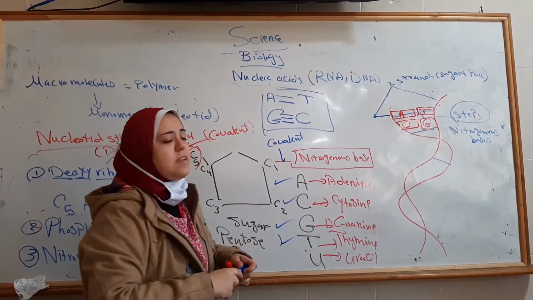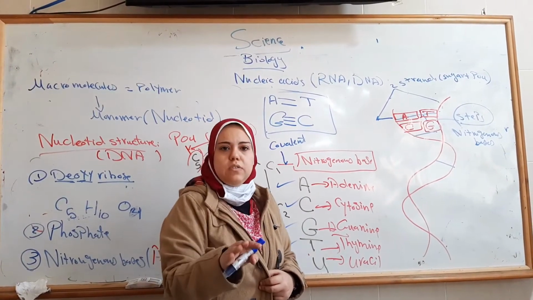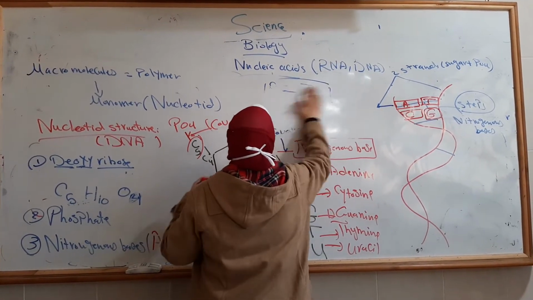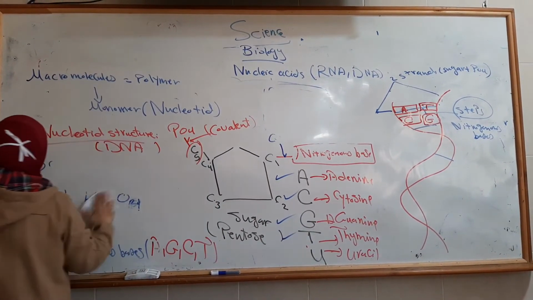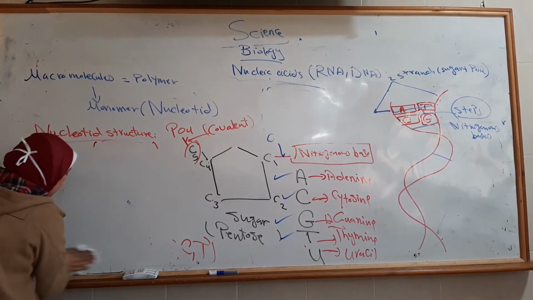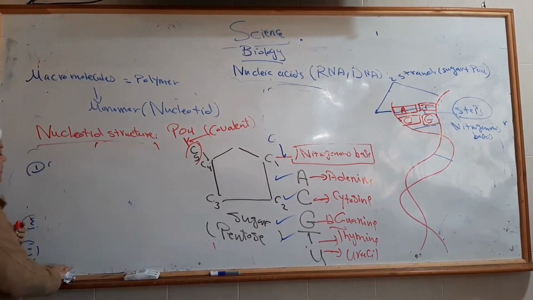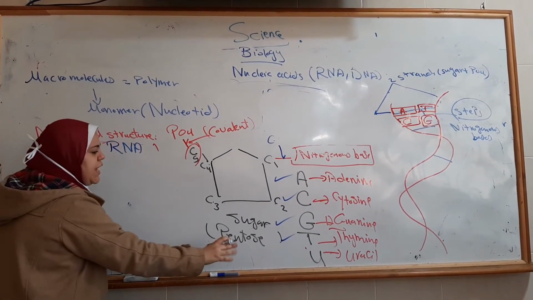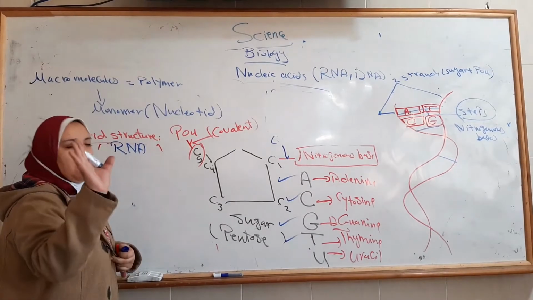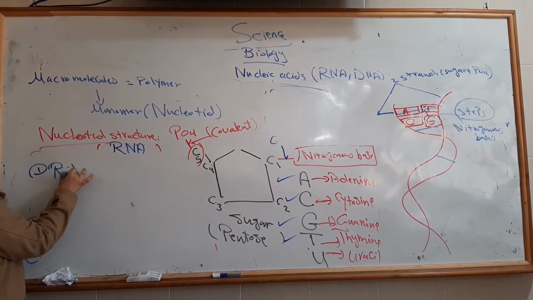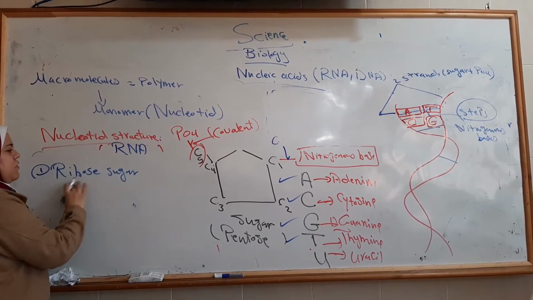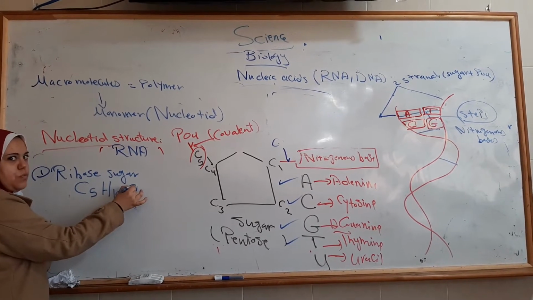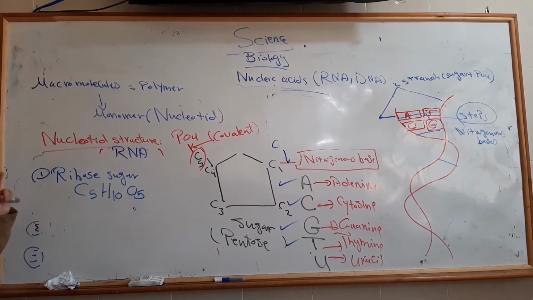Now we are going to explain the structure of the nucleotide, but for RNA. RNA also consists of sugar. The type of sugar here is not deoxyribose, but complete ribose. Ribose sugar. So the structure of ribose here is C5H10O5, not 4 but 5, complete ribose.